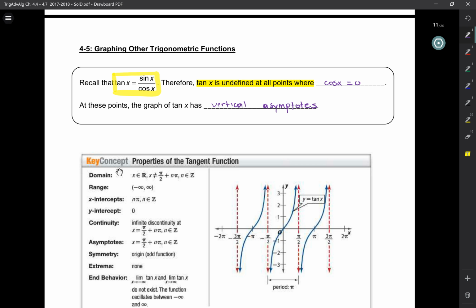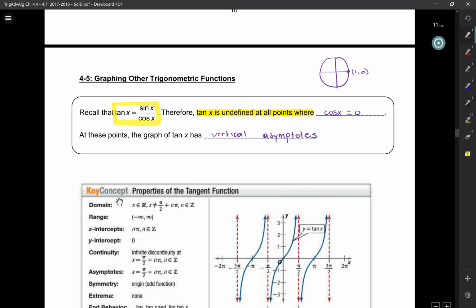Okay, so let's think about where cosine of x is 0. If we look at the unit circle, when the angle is 0 degrees, what's the cosine of it? This is the point (1, 0), so cosine of x is 1. At pi over 2, that's the point (0, 1), what's the cosine? 0. So there the cosine is 0.